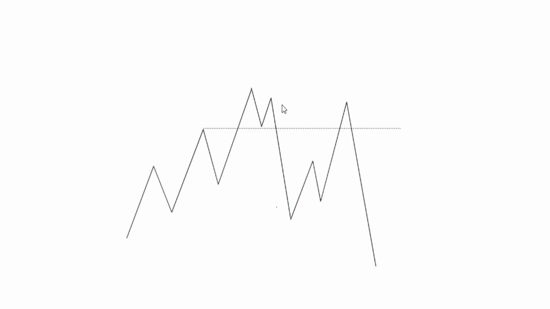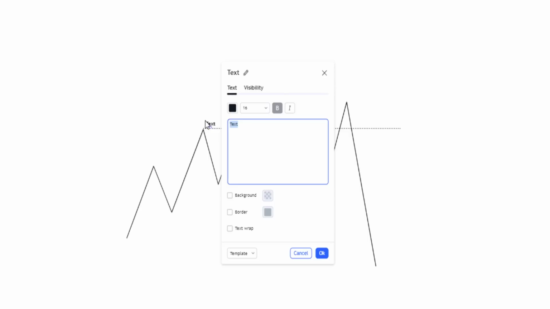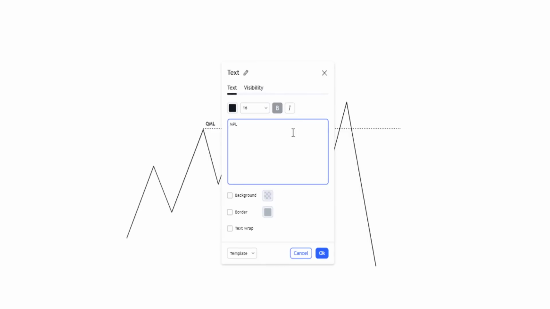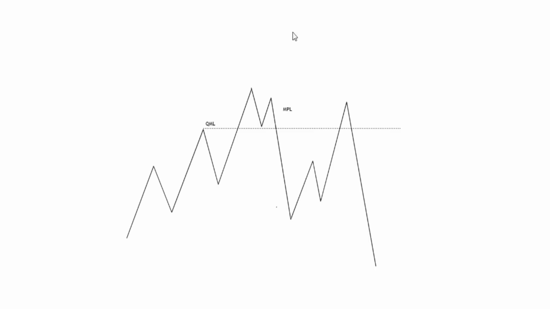Now, this little reaction we have right here, this is what we call the MPL. That is maximum pain level. This is just the setup right here. Let me mark this out and label them so you understand better. So this high right here is your QML level. This little reaction before the push to the downside, this is your MPL. That is your maximum pain level. And right here we have the market structure shift, which we can call a change of character. Price changing from pushing to the upside to giving us a shift to the downside. So this is all you need.